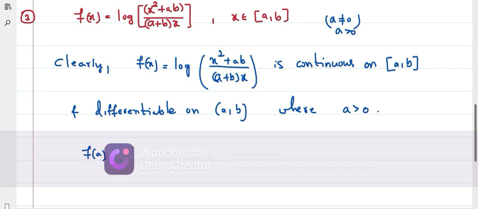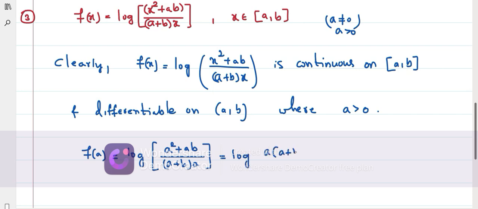What is f of a? Substitute x equal to a here. What happens? So a square plus ab divided by a plus b into a. I just substituted x equal to a. Now let me simplify this. It is log of, I can take a common here, so it is a plus b. In the denominator also I have the same thing, a plus b. What happens here? It is log 1. So what is that? Log 1 is 0.